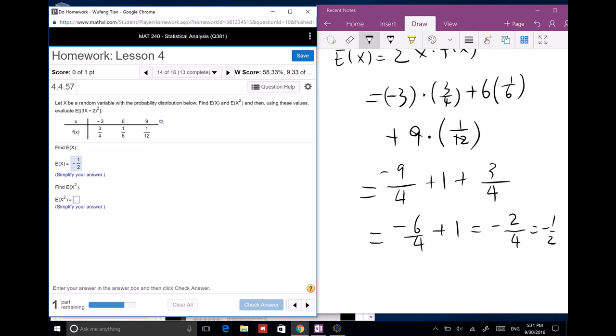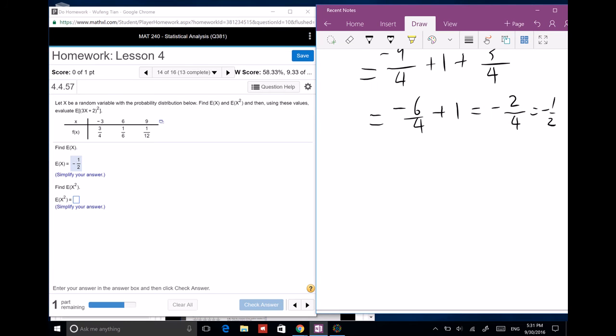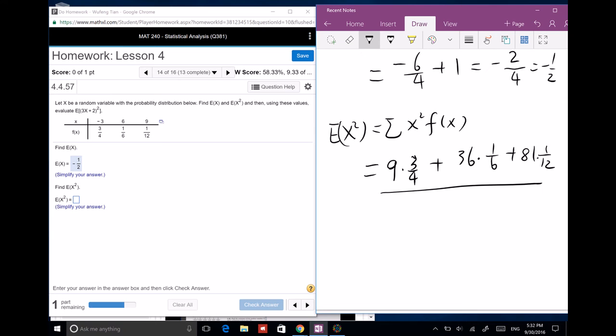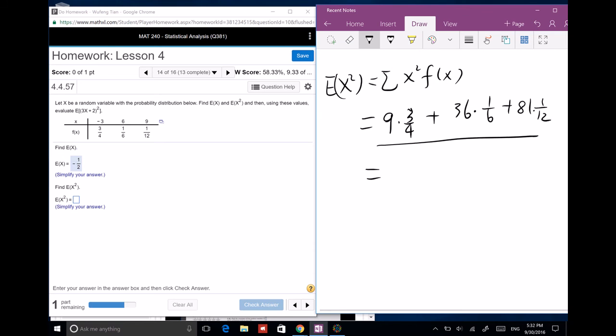Okay, so e of x square, which is x squared times f of x. X is -3, squared is 9, times 3/4. X squared is 36 times 1/6. X squared is 81 times the corresponding 1/12. You add everything together, get e of x squared. Then you find the other one, continue, okay? So you find this number by yourself.